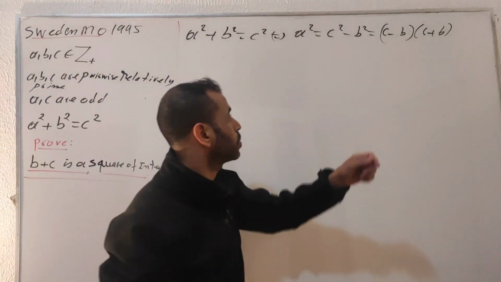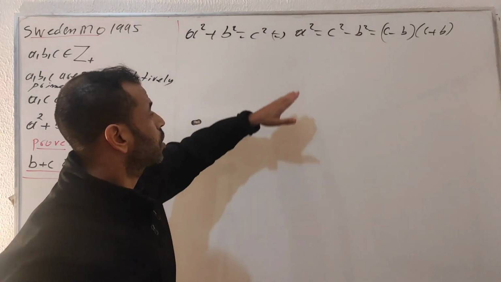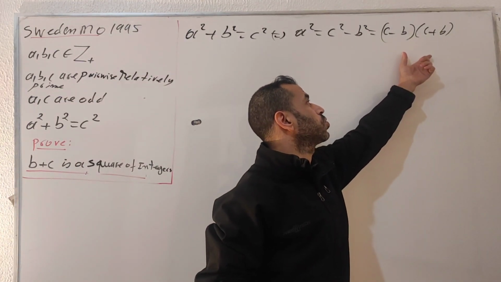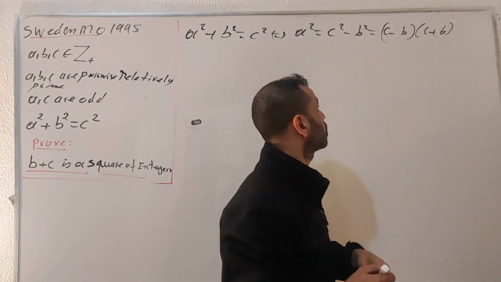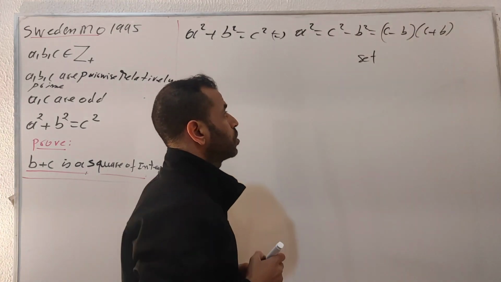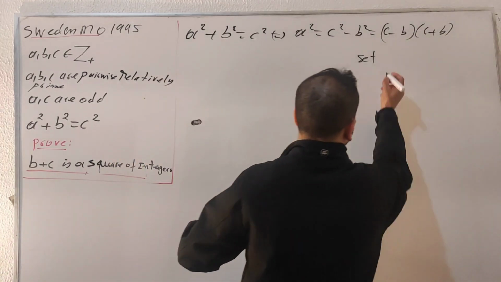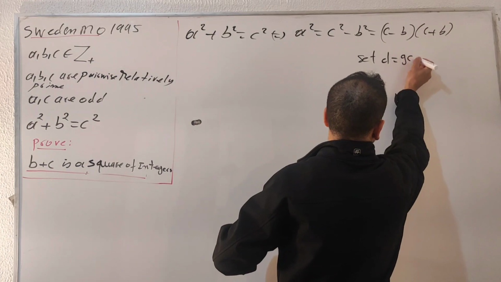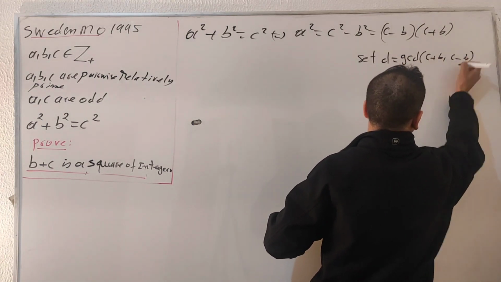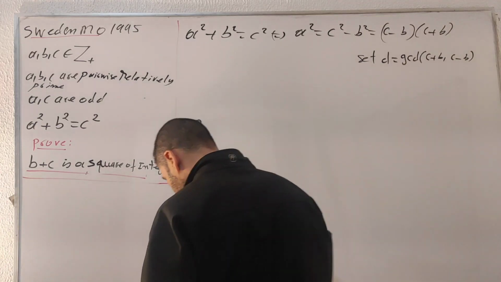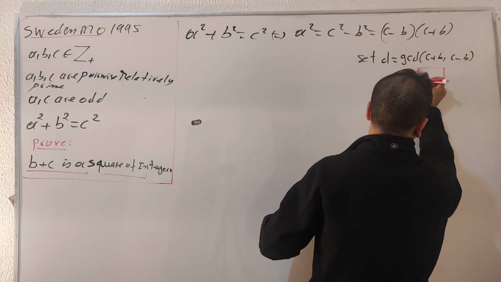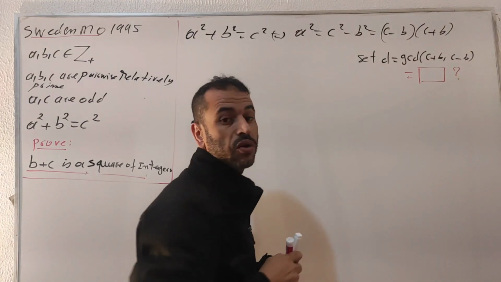Now the left hand side of this equation is a perfect square, so we need the right hand side to be a perfect square as well. First of all, I'm going to determine the GCD. Let's call D the GCD of these two terms, c plus b and c minus b. Now our goal is to find the value of this GCD.